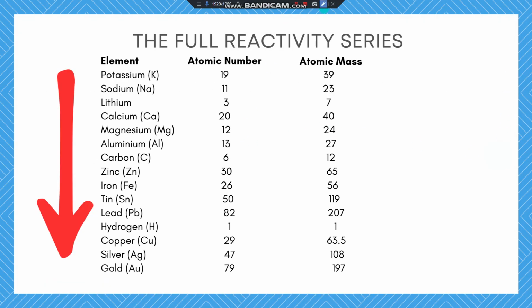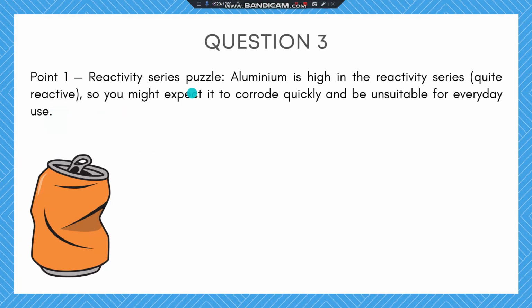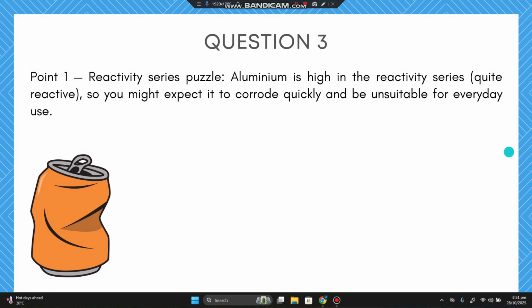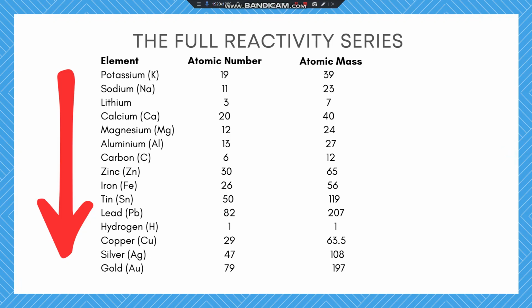Now you can see aluminium's position over here in the reactivity series. So it's quite a reactive metal and a reactive element. So given its position on the reactivity series, you might be thinking that, oh, this should be very reactive, corrode quickly, and be unsuitable for everyday uses. But surprisingly, we find aluminium to be very useful for everyday products like soda cans, roofing our houses, finding applications in parts of automobiles, and so many other things that you would naturally not expect aluminium to be useful for.